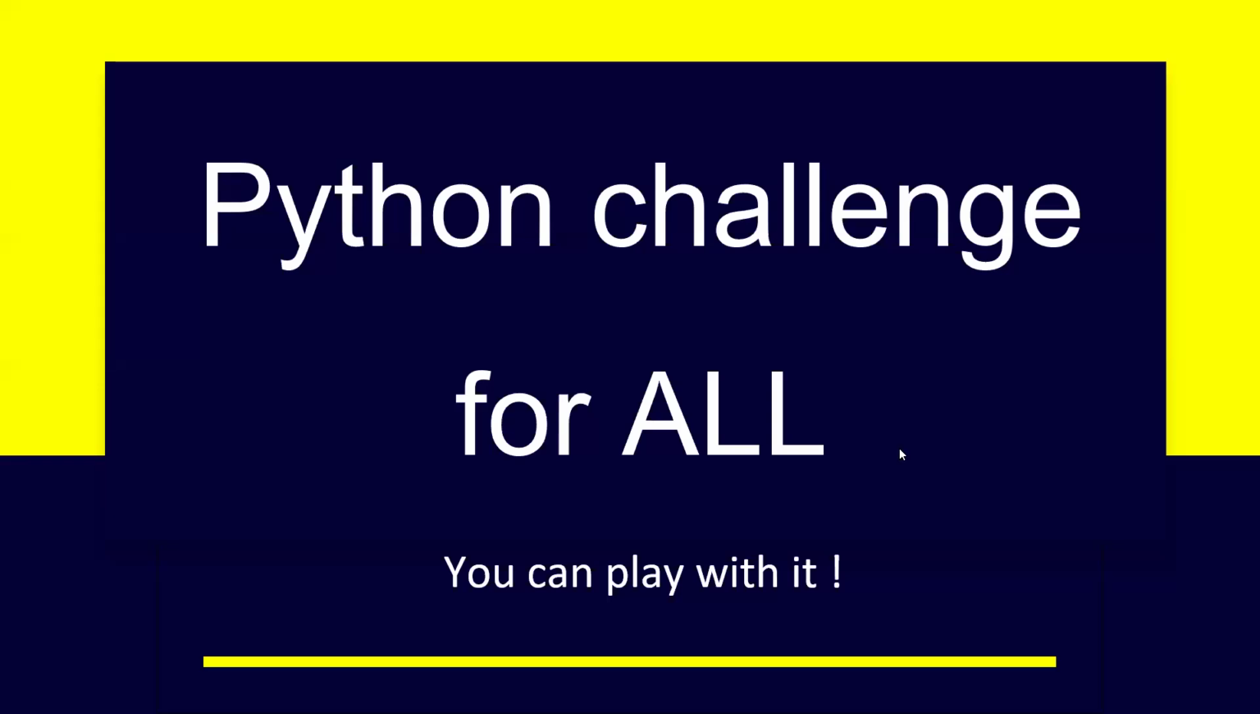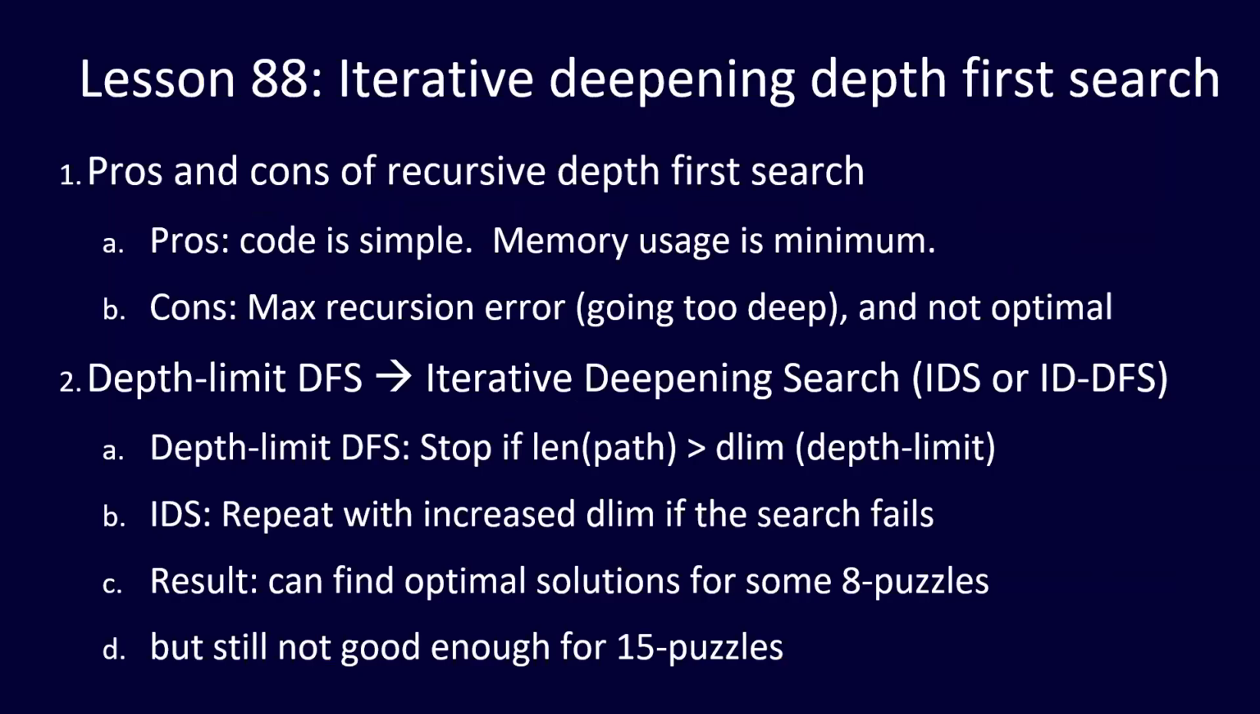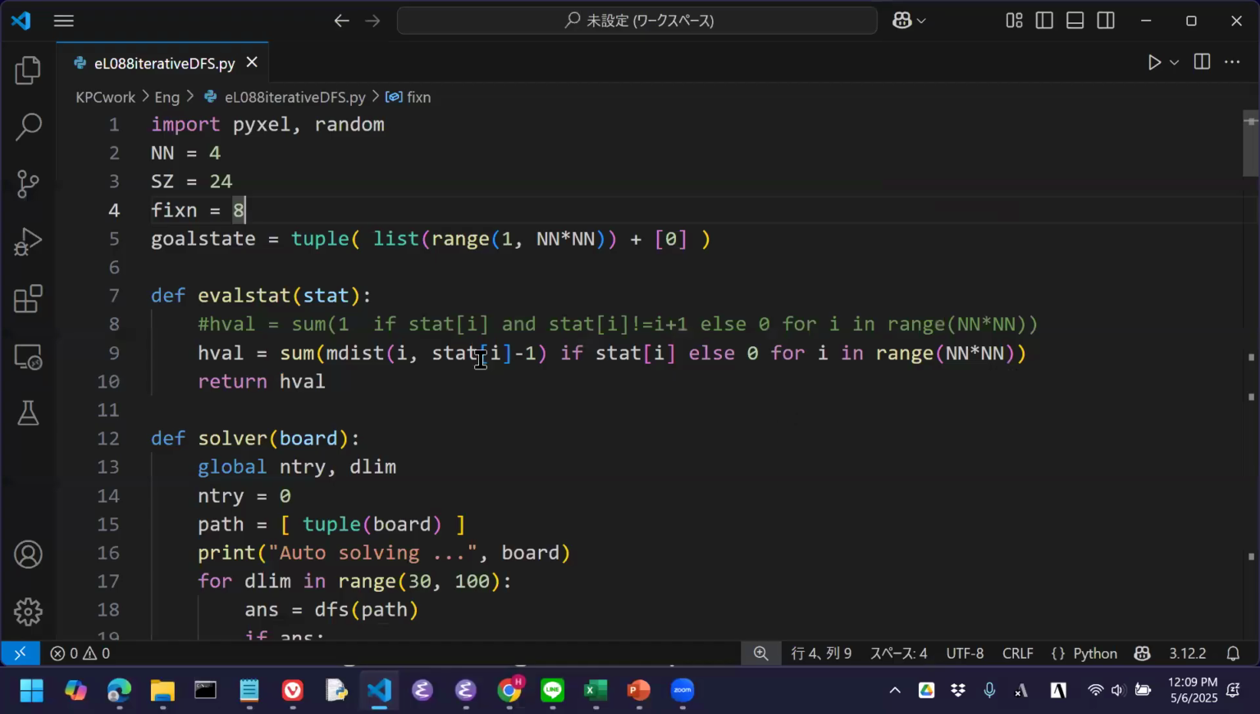Okay, so now we are close to the end of our journey about eight puzzles and 15 puzzles. Let's see where we were last time. Last time we tried iterative deepening depth first search, which was a somewhat improved version of depth first search, but it was not good enough. Let's see the last code.